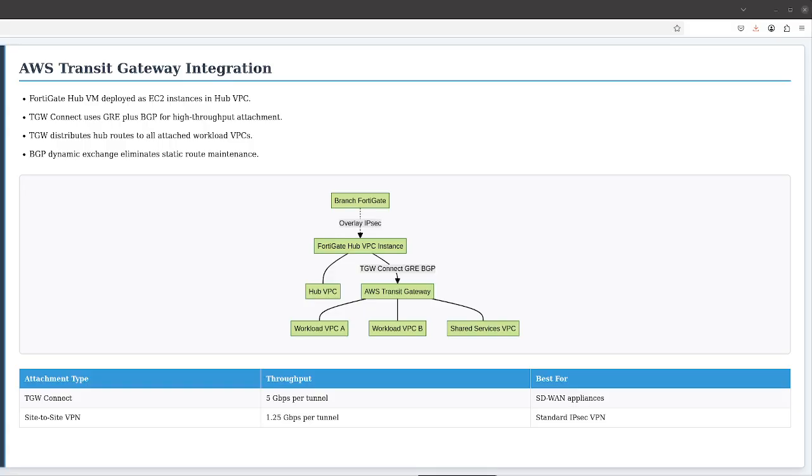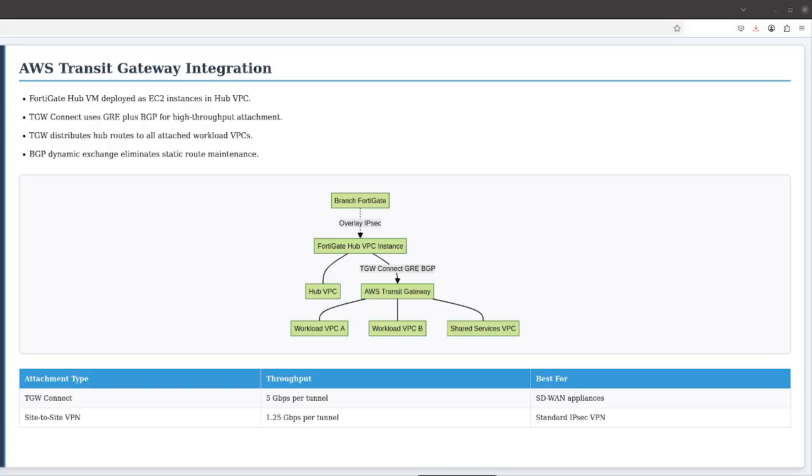When a branch office needs to reach an application in Workload VPC-A, traffic flows from the branch FortiGate over an overlay tunnel to the FortiGate hub instance. The hub instance decapsulates and performs a BGP route lookup, sees that the destination lives behind the transit gateway, and forwards through the connect attachment. The transit gateway then routes to Workload VPC-A's attachment and delivers the packet to the target instance.